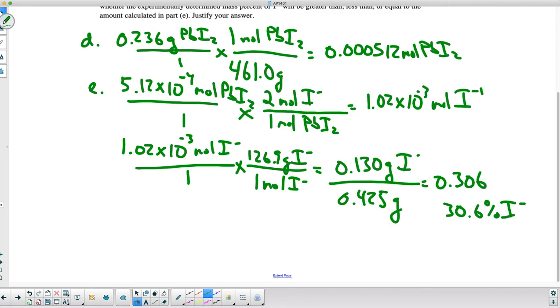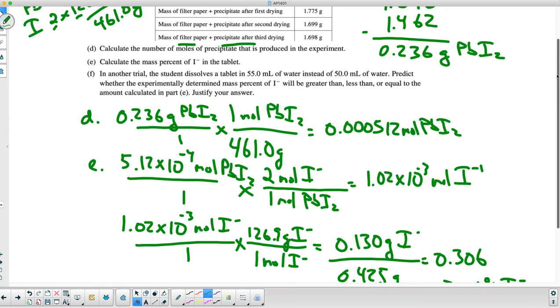So the question is for letter F then. We're just about finished. So that was letter E. It says another trial, a student dissolves a tablet in 55 milliliters of water instead of 50 milliliters of water. Predict whether the experimentally determined mass of iodide will be greater than, less than, or equal to the amount calculated in part E and justify your answer.